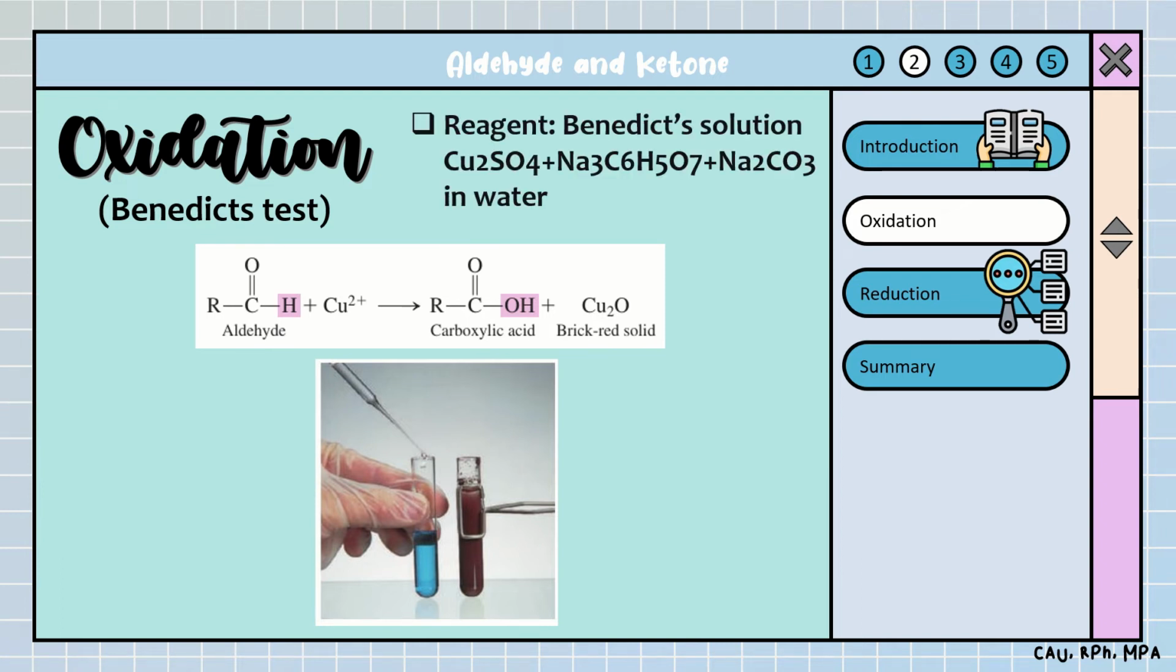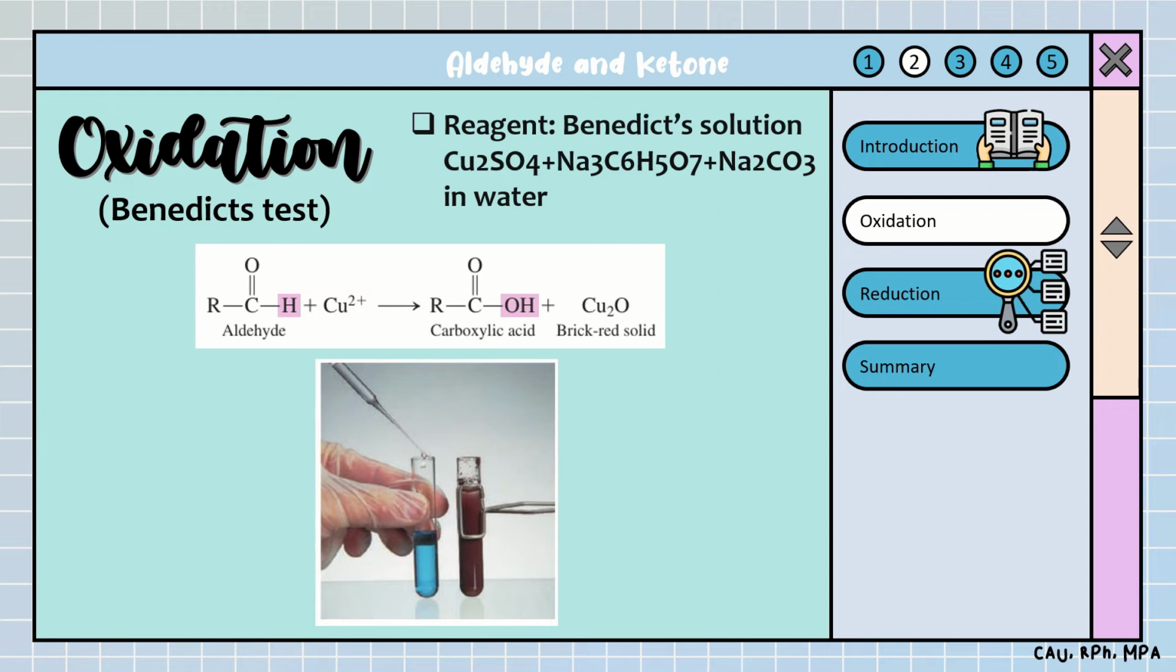So for our reagent, we have the Benedict solution. Other references consider this as Benedict's reagent. Benedict solution consists of copper sulfate, sodium citrate, and sodium carbonate in water. The oxygen in the water will be bonded to our hydrogen so that it will become a carboxylic acid.